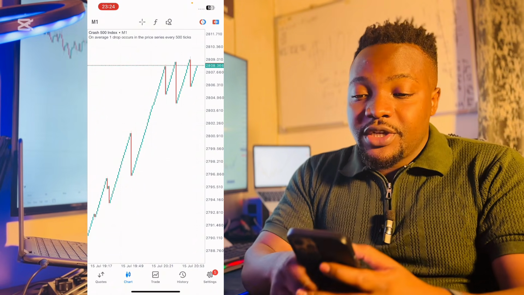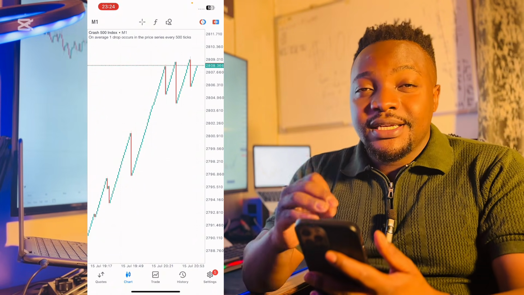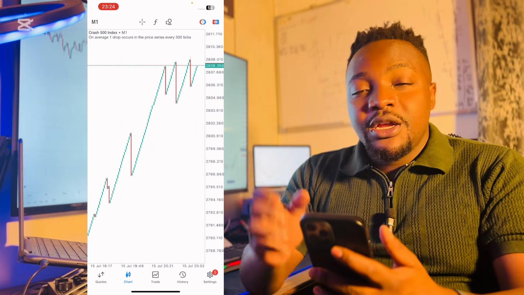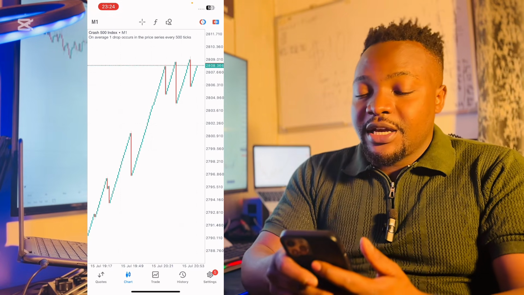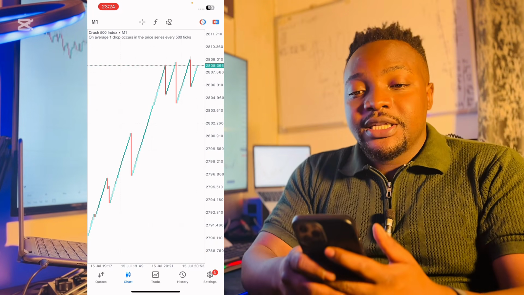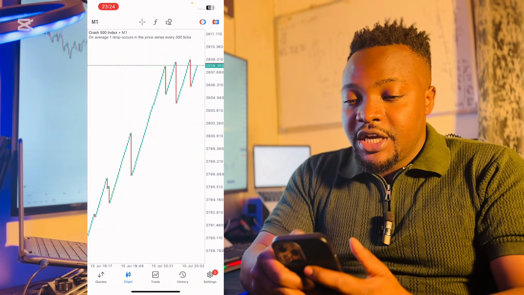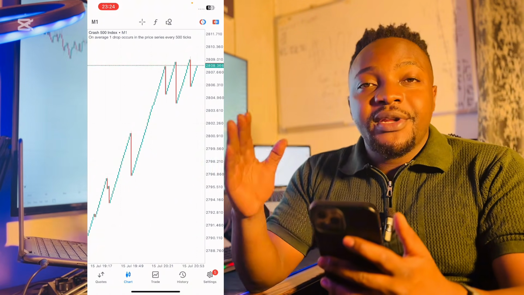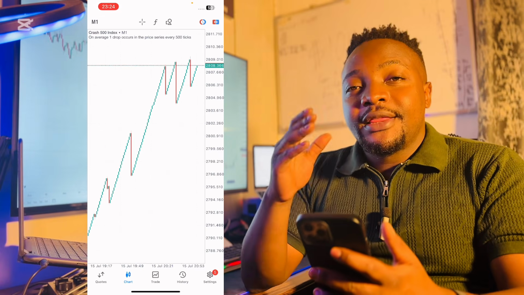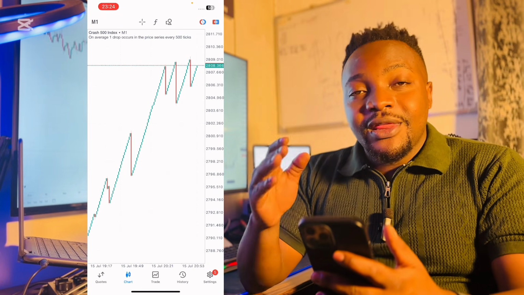The first thing that we're going to need to do is add the indicators that are going to help us predict when the spike is coming. Right now I've opened my chart on Crash 500. As you can see, we are in our 1 minute time frame, which is the time frame that we are going to be using for this strategy.